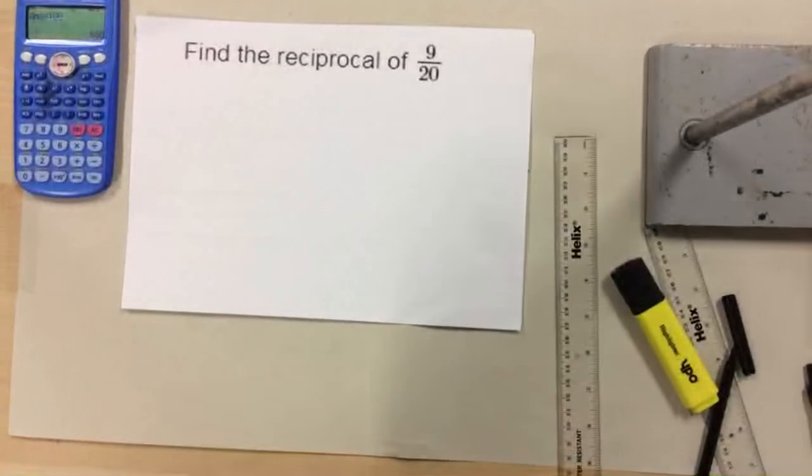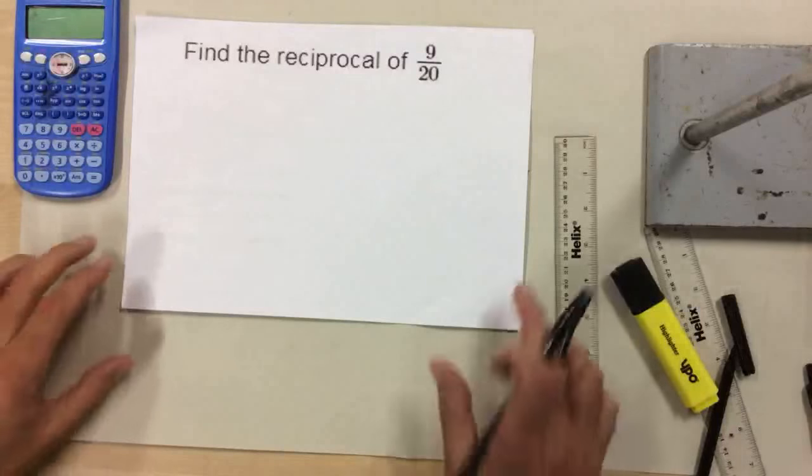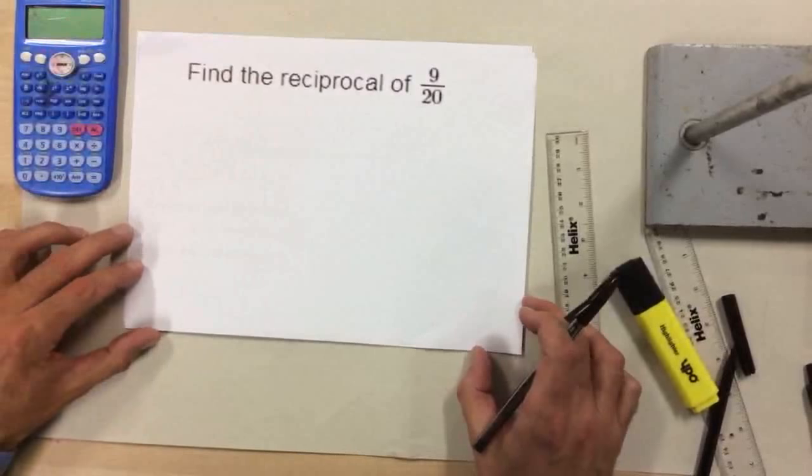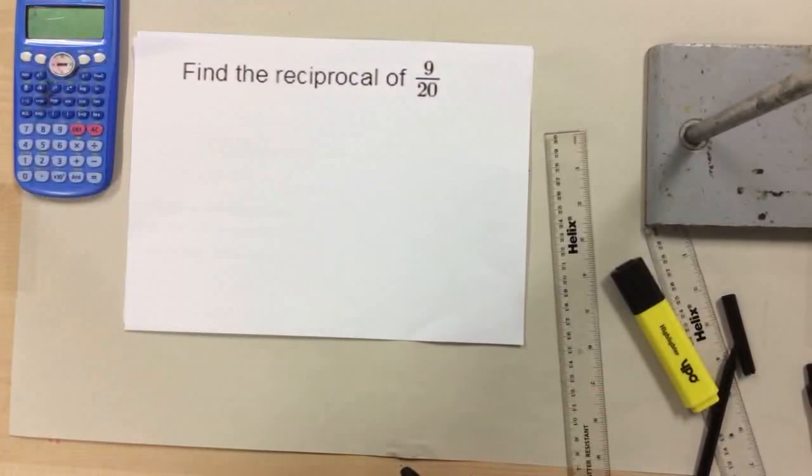We're here with the higher revision session from Horizon for paper 3. I'm going to start off with some crossover questions and then move into some of the more challenging questions on the higher paper. Okay, so firstly, a nice one to start with: find the reciprocal of 9/20.